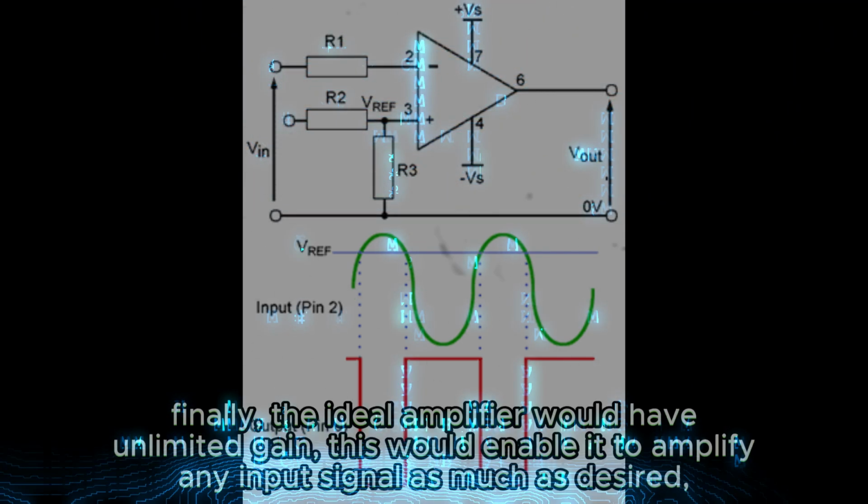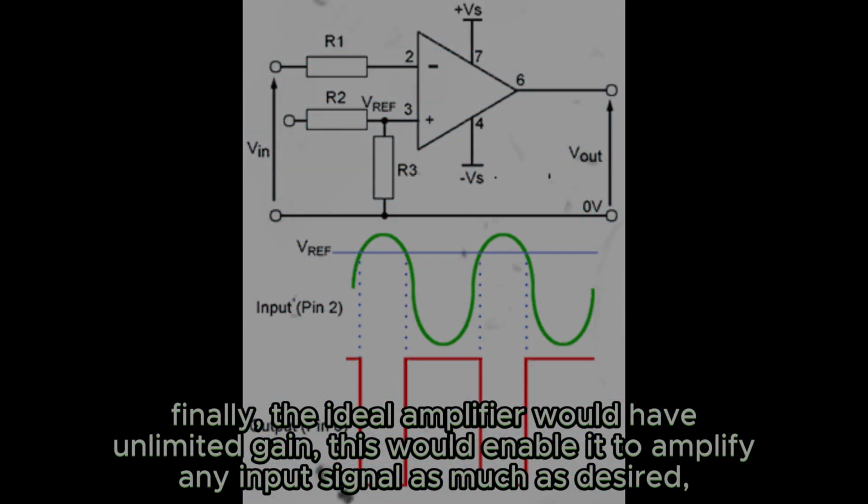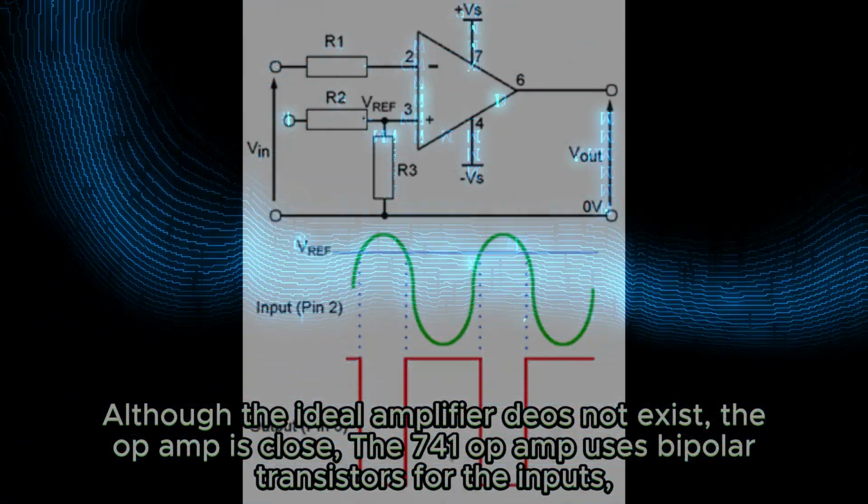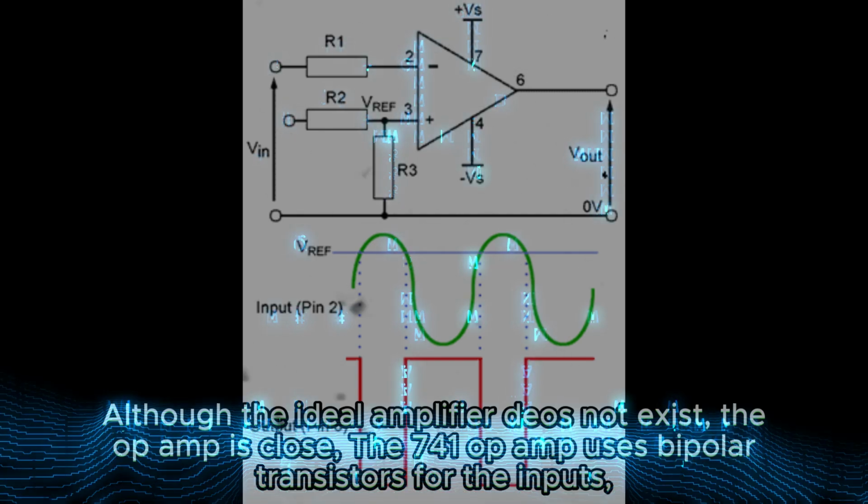Finally, the ideal amplifier would have unlimited gain. This would enable it to amplify any input signal as much as desired. Although the ideal amplifier does not exist, the op-amp is close.